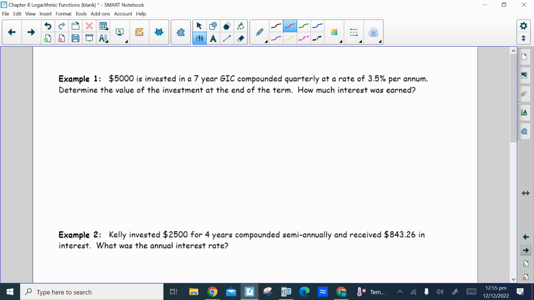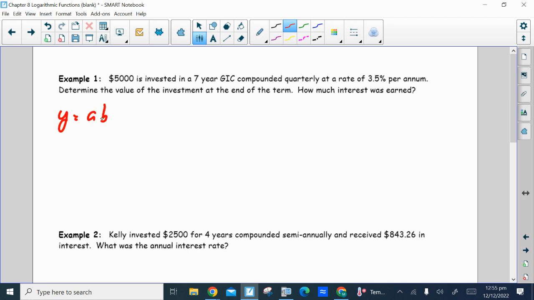Okay? If you have to take it out early, then the deal's off and you get your money back, but no interest. If you want to get the interest, you got to leave it in there for, in this case, the full 7 years. So this 7-year GIC is compounded quarterly at a rate of 3.5% per annum, which is per year. Determine the value of the investment at the end of the term, and then also how much interest was earned. So we're going to use that same formula.